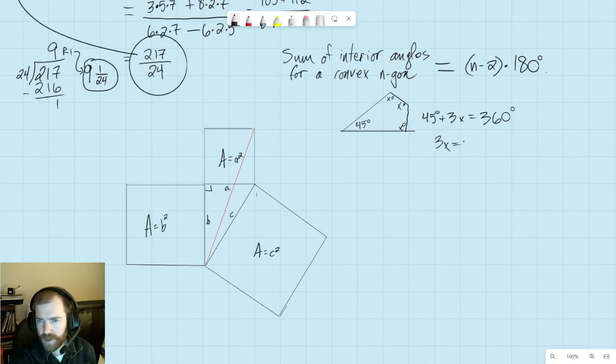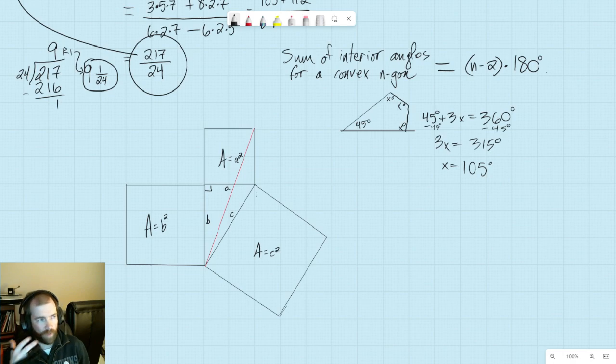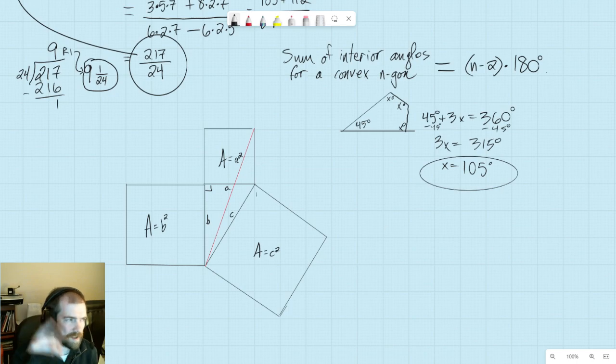So 3x is going to be equal to, subtract 45 from both sides, 315, which is nicely divisible by 3. 3 gets you 1, 0, and 15 gets you 5. So if x is 105 degrees, we can get 3 x's and 1 45-degree angle. That gets us that particular thing there. So you get a relationship that exists between the two things.